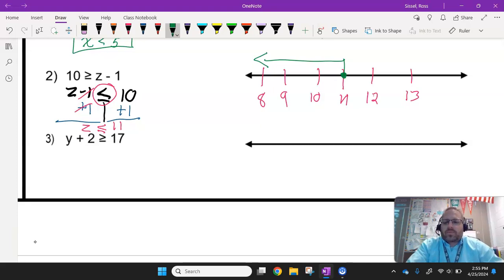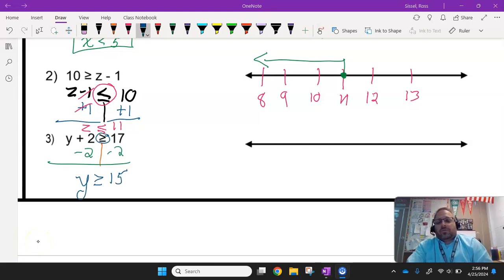Alright, one more. y plus 2 is greater than or equal to 17. Go ahead and solve and try and graph it, and we'll just compare what we get. Alright, so hopefully you got y is greater than or equal to 15.